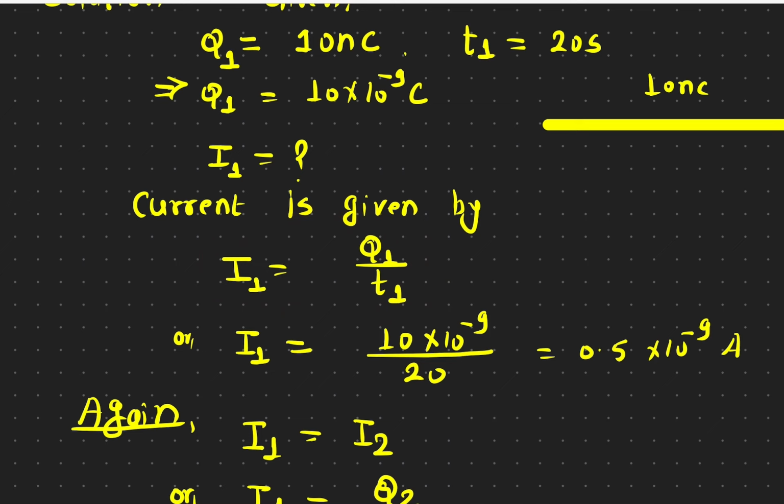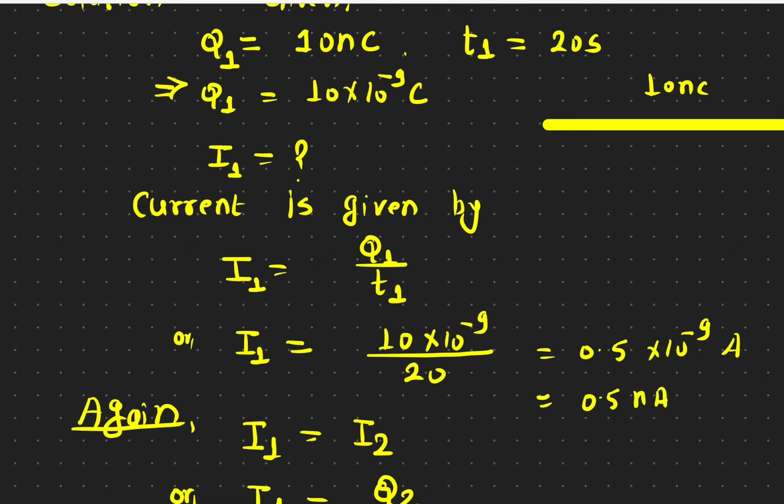So the charge per unit time, that we call the current. So let's plug in all the numbers here. Q is given, 10 times 10 to the negative 9. Time is given, that is 20 seconds. Do the math and you'll get this number here, 0.5 times 10 to the negative 9. And we can also call this a 0.5 nano ampere.